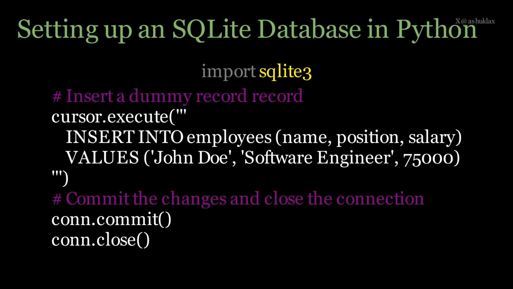This method commits the changes made to the database. And last but not the least, do not forget to close the connection. So con.close is always a good idea to use, as this method closes the connection to the database.